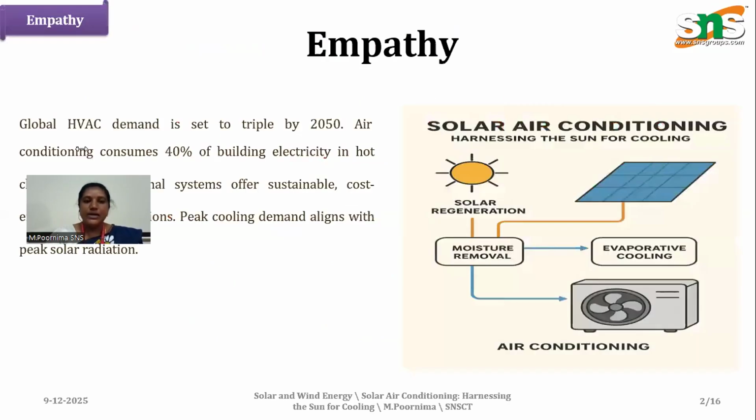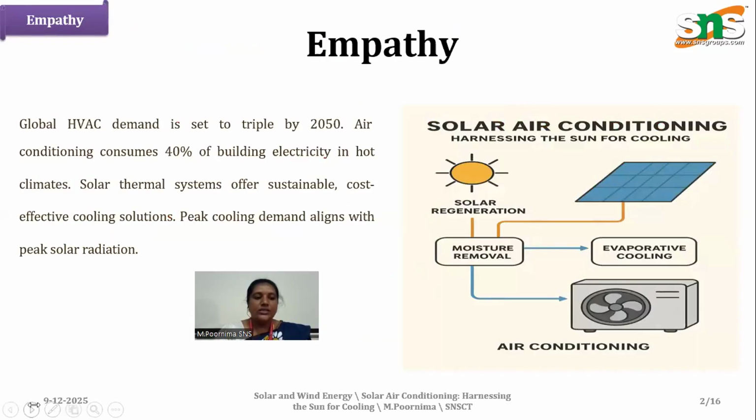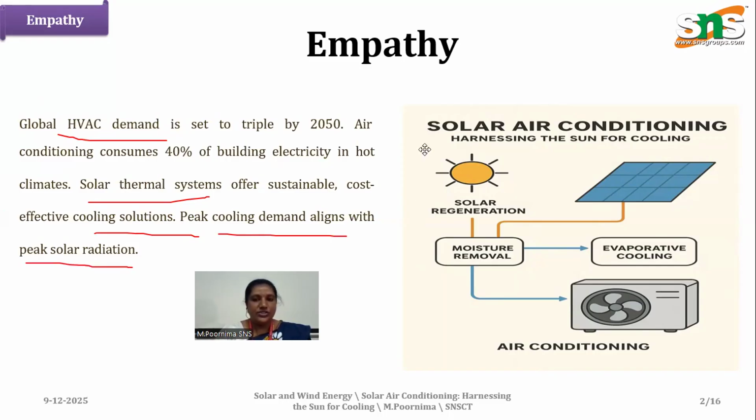Here comes the first part, the empathy part. Here we are seeing that globally HVAC demand is set to triple by 2050. Air conditioning consumes 40% of building electricity in hot climates. We know that in the future the climate will be even hotter. Solar thermal systems offer sustainable and cost-effective cooling solutions. The peak cooling demand aligns with peak solar radiation.